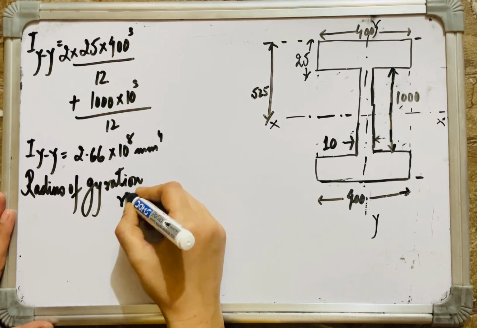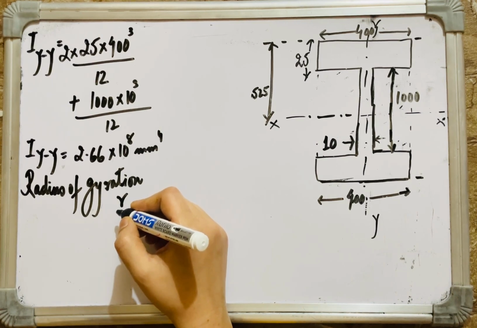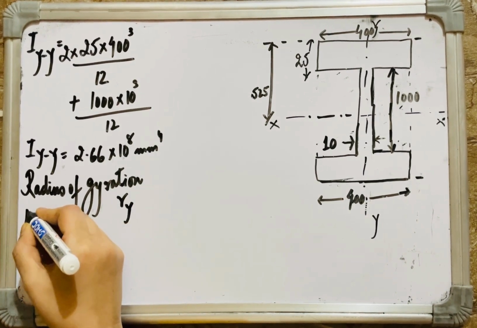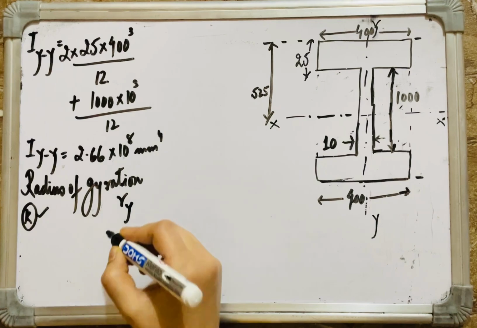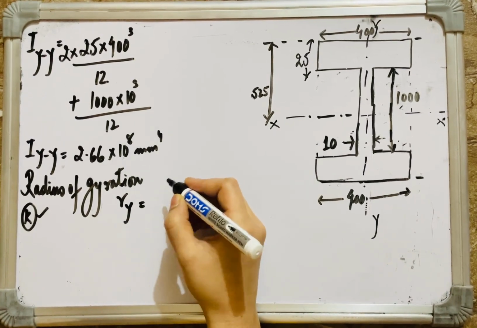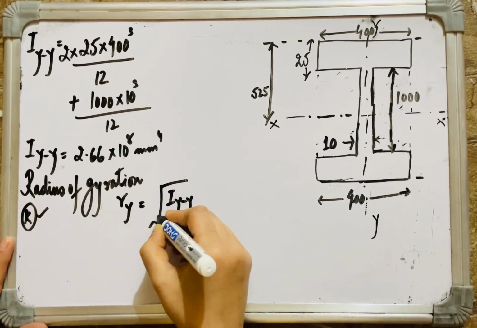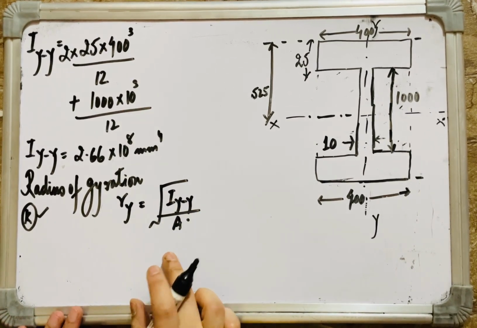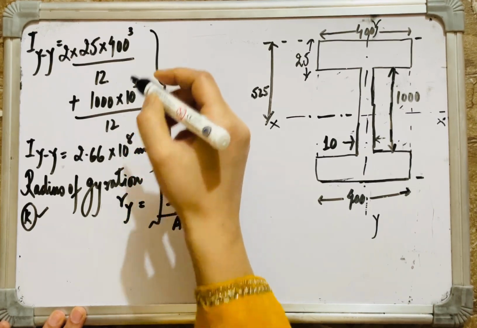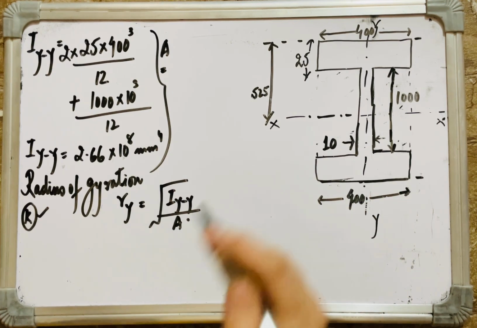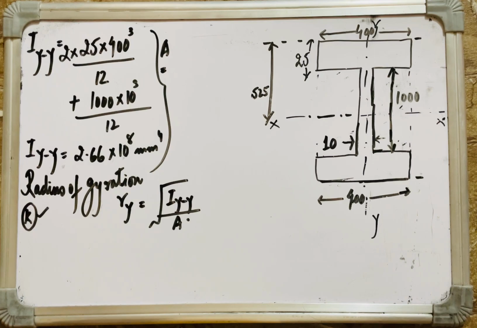All right, in our elastic critical stress formula, we are denoting it by the term Ry, though sometimes it is also denoted by K. So Ry is equal to the square root of I about yy divided by A. So one more thing we require is A, the area. How can we calculate the area of this I section? By summing the areas of the flanges and then the web.